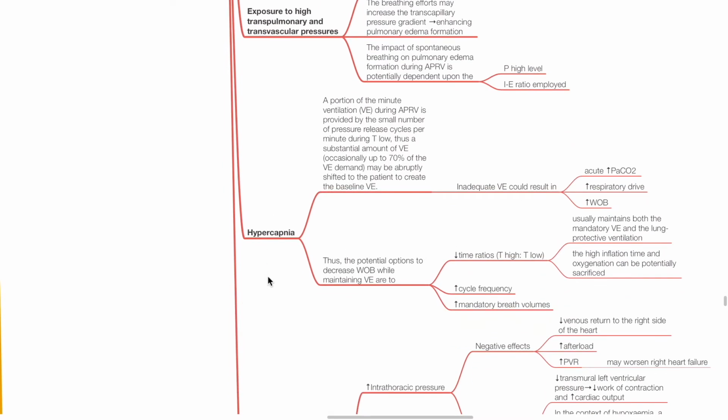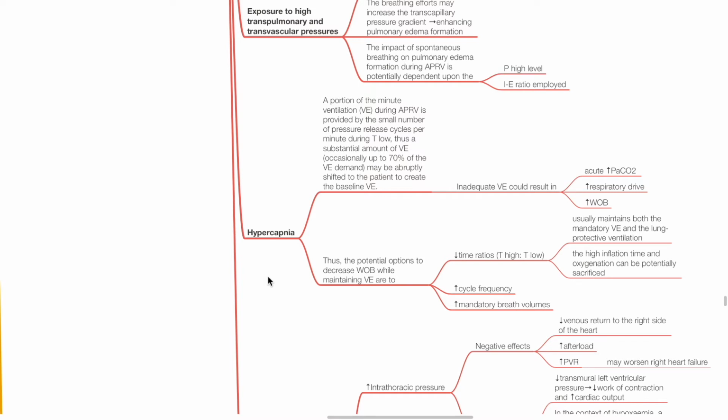Hypercapnia. A portion of the minute ventilation during APRV is provided by the small number of pressure release cycles per minute during T-low. Thus, a substantial amount of minute ventilation, occasionally up to 70%, may be abruptly shifted to the patient to create the baseline minute ventilation. Inadequate VE could result in acute increase in PaCO2, increased respiratory drive, and increased work of breathing.